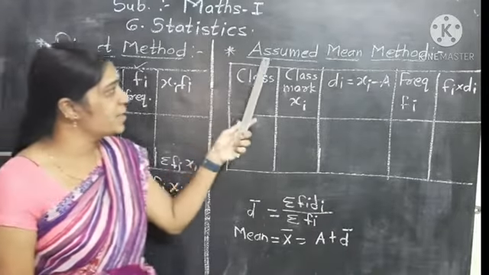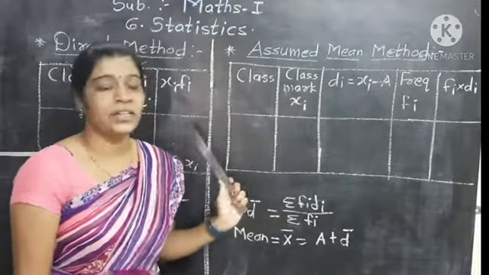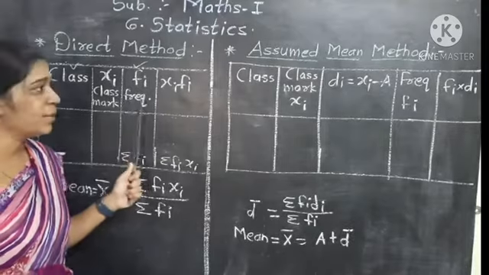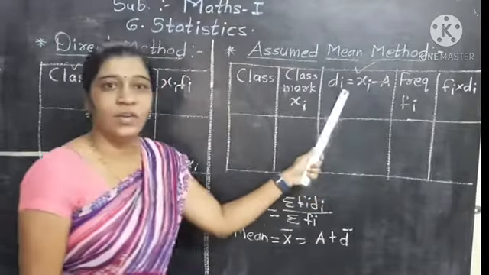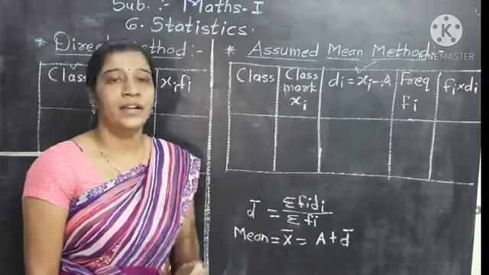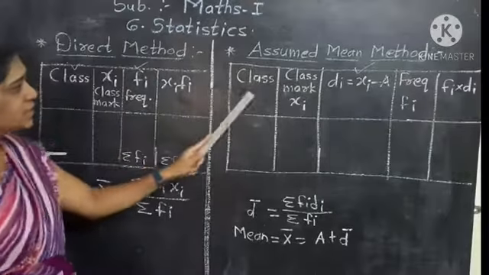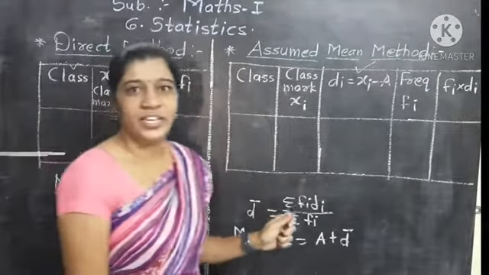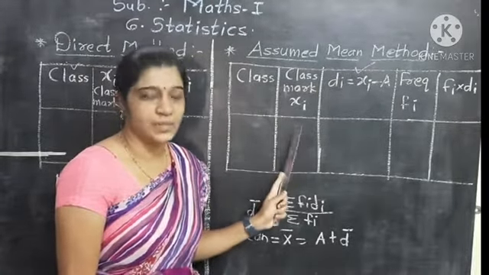Now the second method is the assumed mean method. In this method there is one extra column compared to the direct method. Which column is added? The di column has been added. First column as it is, class. Second, class mark. These 2 columns are fixed in each method. First the class is given, and second we have to find the class mark.